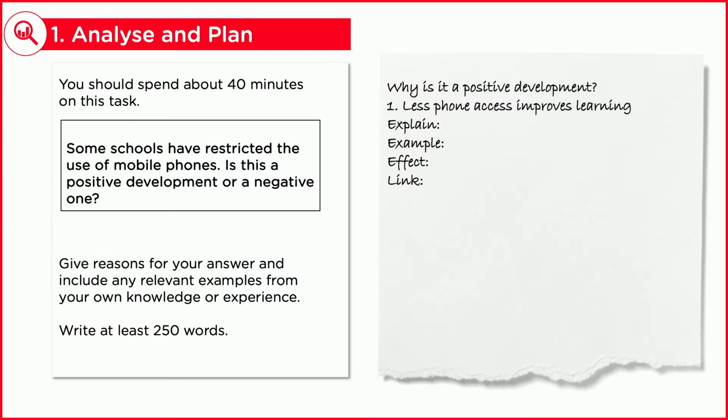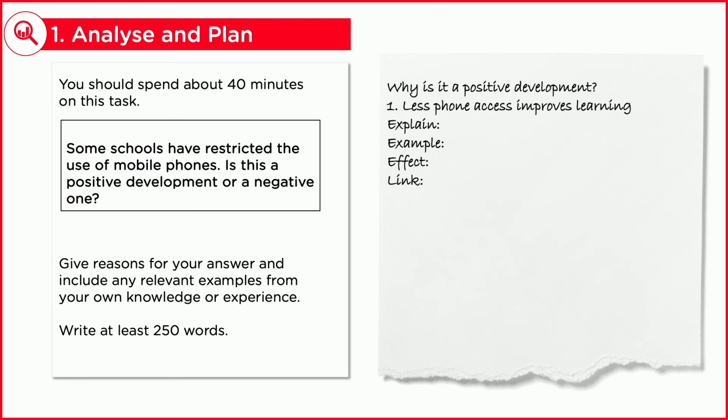I'm aiming at Band 8, Band 9, and part of the criteria is about idea development. So I run through a series of questions in order to flesh out my paragraph. So I'm thinking here, explain, example, effect, link. You can probably spot here I'm using a single idea paragraph. If you want to know more about the paragraph structures that we use at E2 and that we find really successful, that's in our Writing Task 2 section of the course on E2 Language.